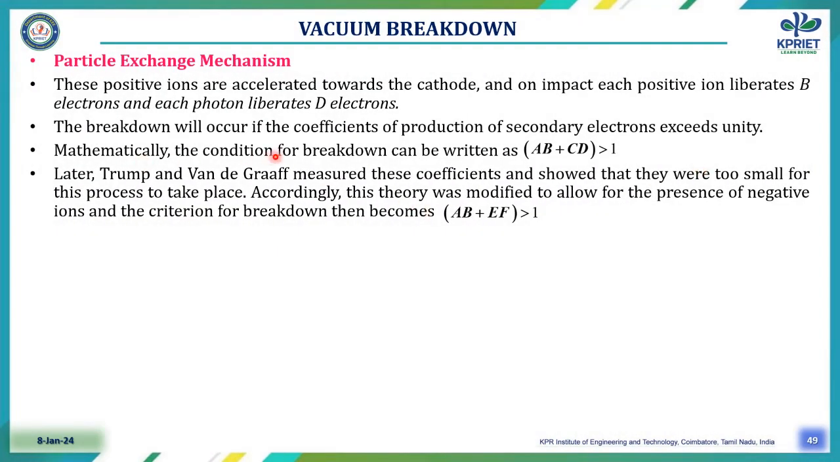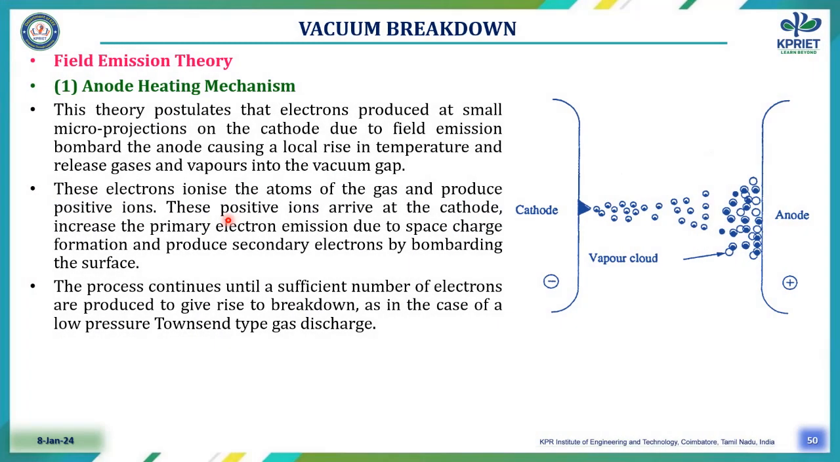Then we are going to consider the condition for breakdown. D is the number of photons liberated by the electrons. So the condition for breakdown is AB plus CD is greater than 1. We get the condition for breakdown by exchanging particles between the electrode surfaces.